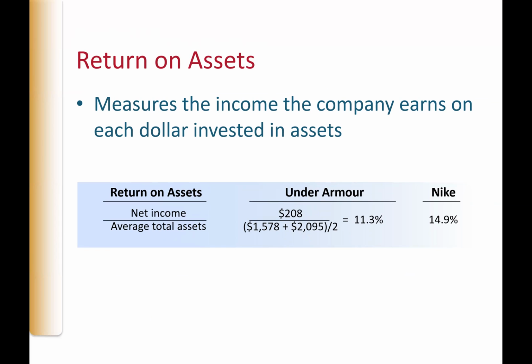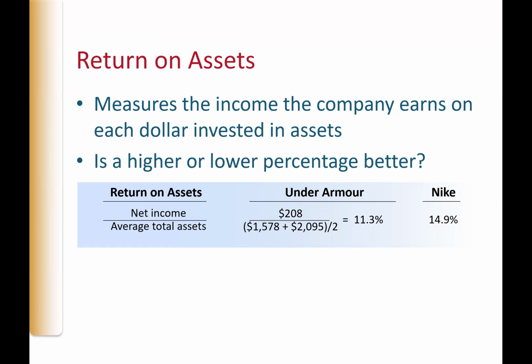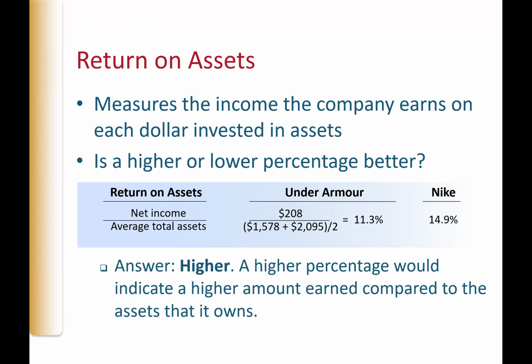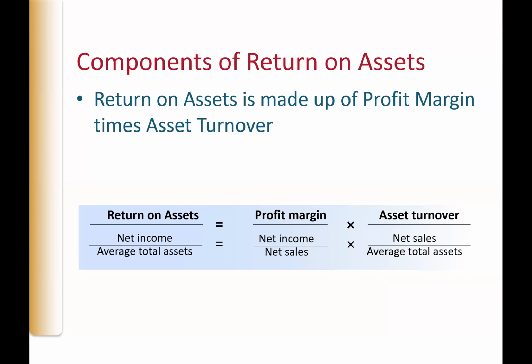Return on assets. Here we take our net income divided by our average total assets. This measures the income the company earns on each dollar invested in assets. Under Armour sitting at 11.3 and Nike sitting at 14.9. Which is better? A higher percentage or a lower? Wouldn't a higher be better? It indicates a higher amount earned compared to the assets it owns. Now, return on assets. Guys, am I going too fast?